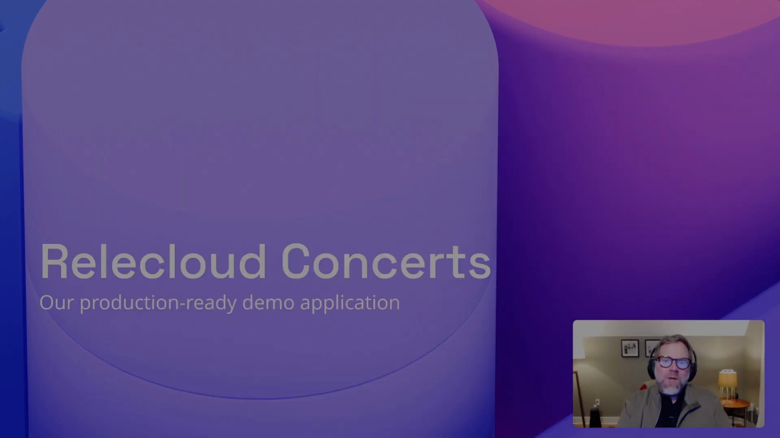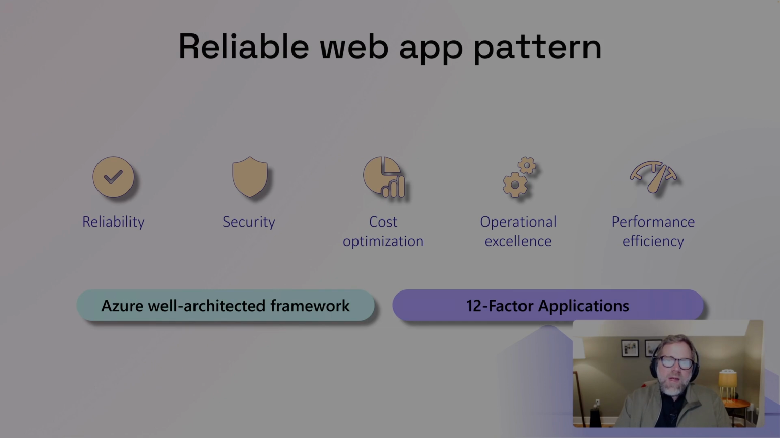Yeah, so let's get started with our demo. We're going to be talking about something called Relecloud Concerts. This is a demo application that we packaged into the overall reliable web app pattern. What's great about this is that it's production ready, meaning that if you really wanted to reproduce a concert ticketing application and push it out in the cloud, you can, right? It's good to go. But even better, the step-by-step best practices in the code that we provide are there for you to essentially copy over and make applicable to your application.